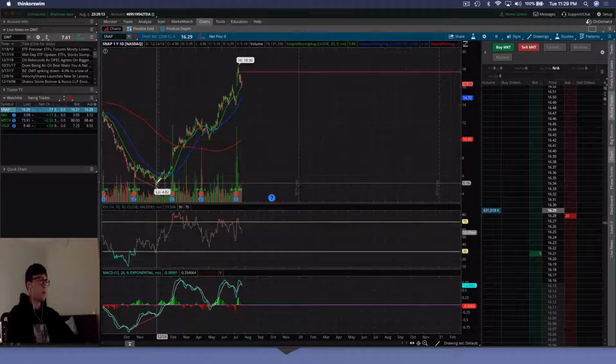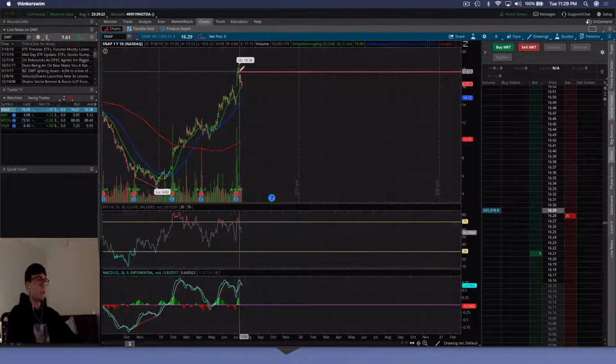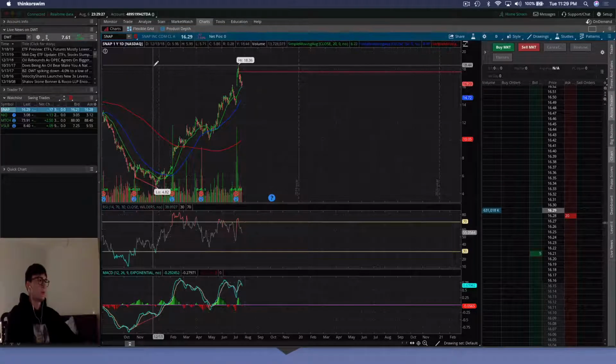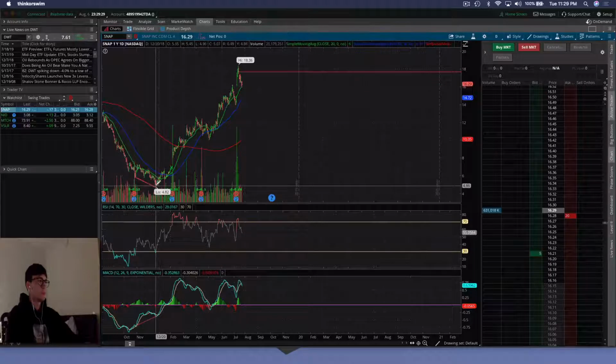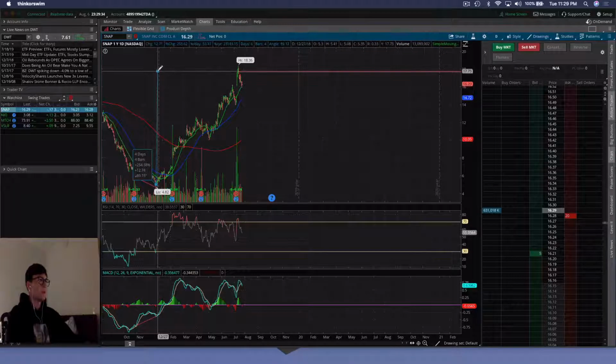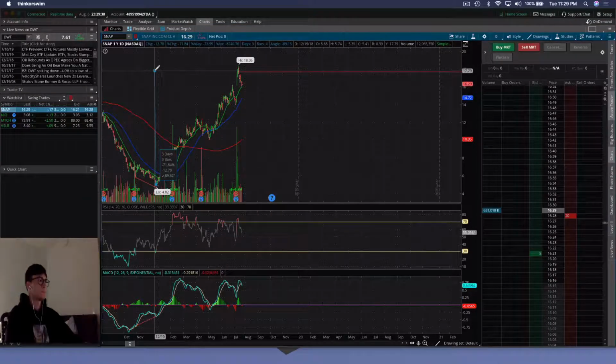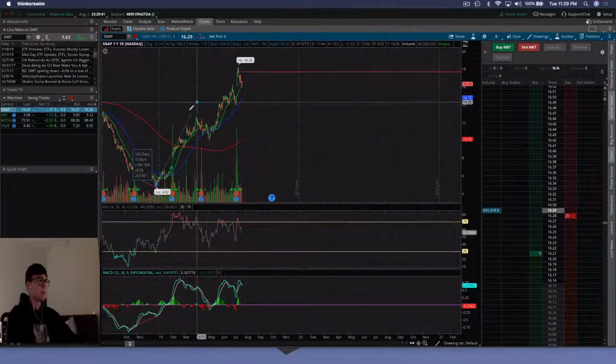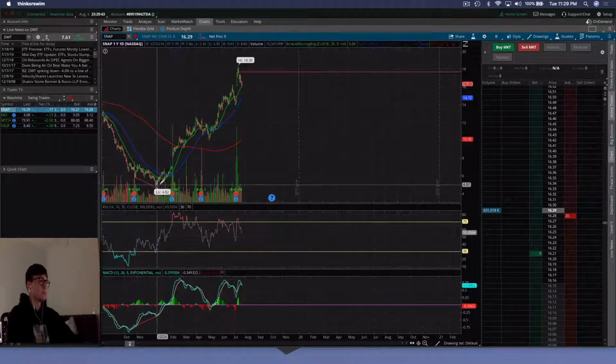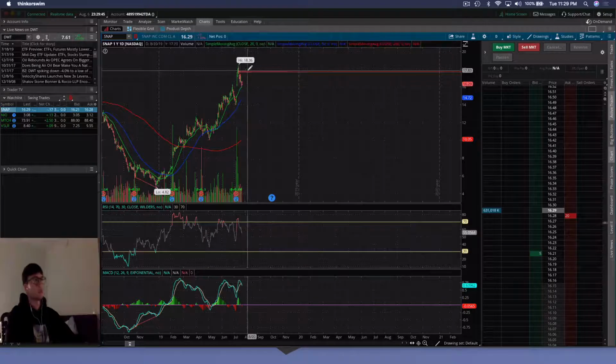If you would have bought here at 42, which was the all-time low, basically exactly where the divergence occurred, and then sold up here at $18, that would have been 254% on your money. This was probably in December, so over the span of about 7 months.